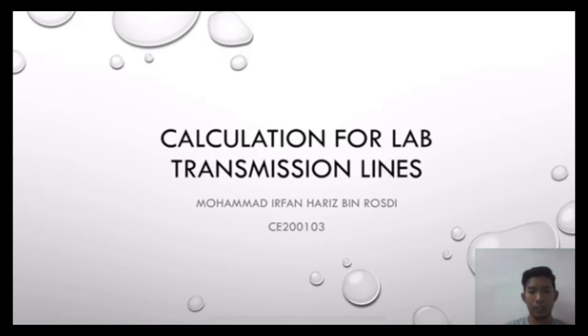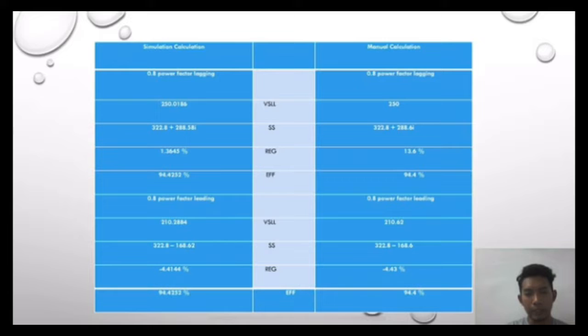Now I would like to share and discuss my simulation and calculation for the lab on transmission line. Based on the data provided in exercise 1, we will compare the data from manual calculation with the data from MATLAB simulation by creating a table of values. The table above summarizes the manual calculation results against the MATLAB simulation values.